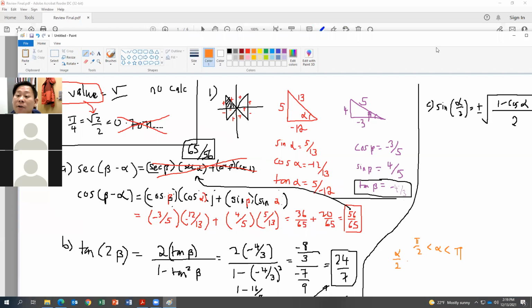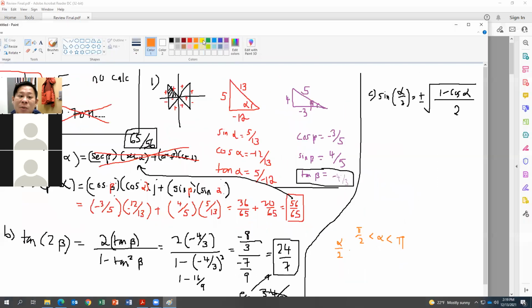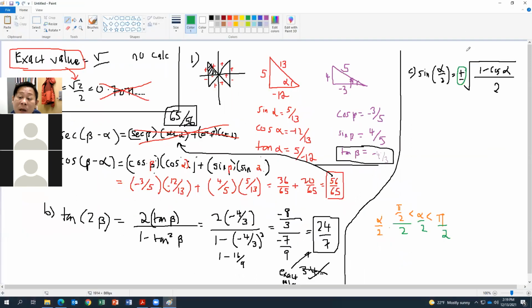And then in order for you to figure out what happens to alpha over 2, you have to divide everything here by 2. This is very important, because this will determine what sign we pick. Do we pick the plus or do we pick the minus? So when you do this, we will get alpha over 2 in the middle. What we have here is pi over 4 and pi over 2.